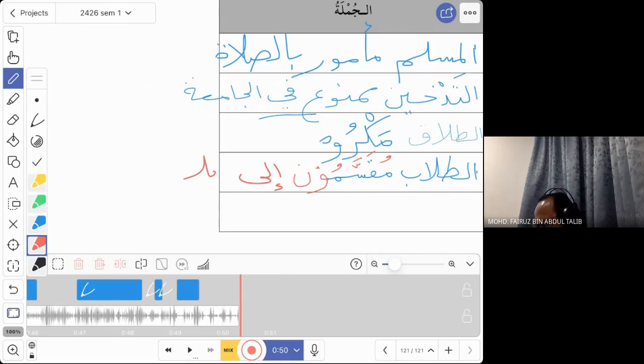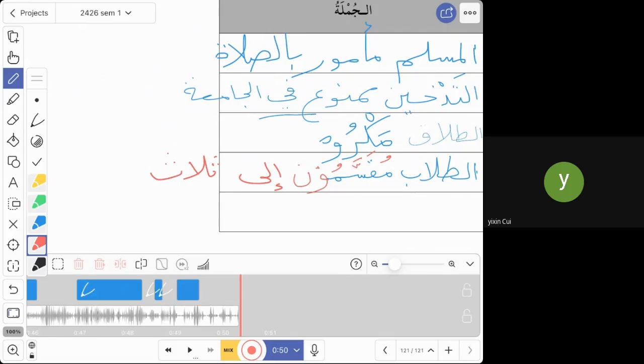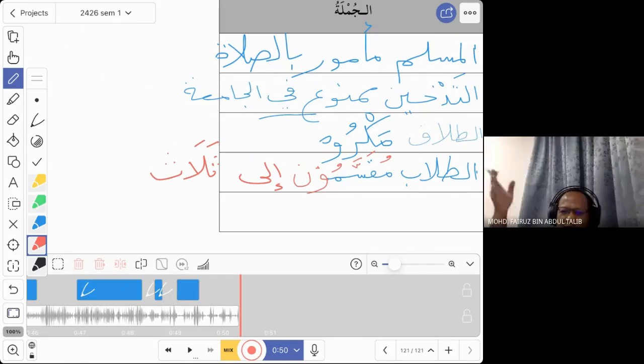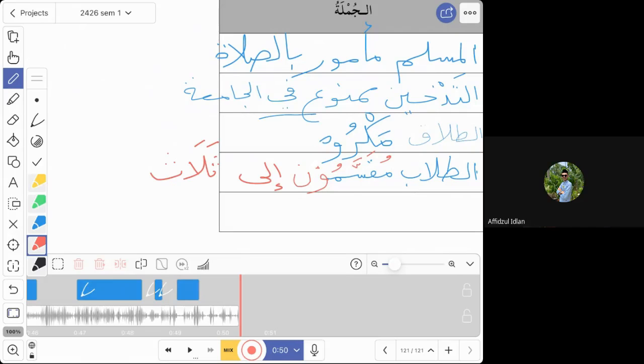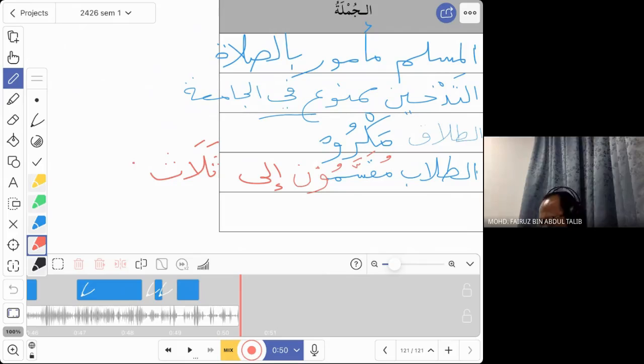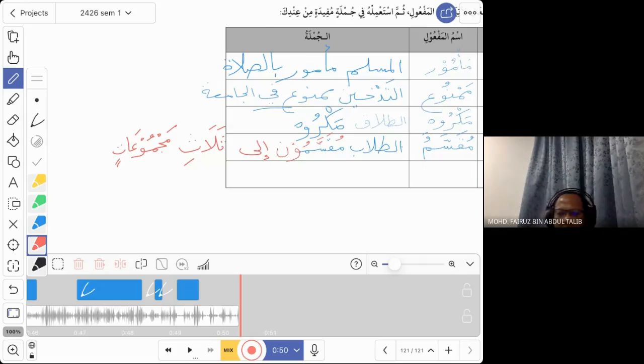Okay, what is groups? I have always mentioned this word, group 1, group 2. What is that word? Anybody remembers? In almost every Nahu lesson, we have group A, group Ba. So I always mention that word. Majmu'at. Yes, correct. So I say ila thalathi majmu'atin. So this is the example. At-tulab muqassamun ila thalathi majmu'atin, students are divided into 3 groups.